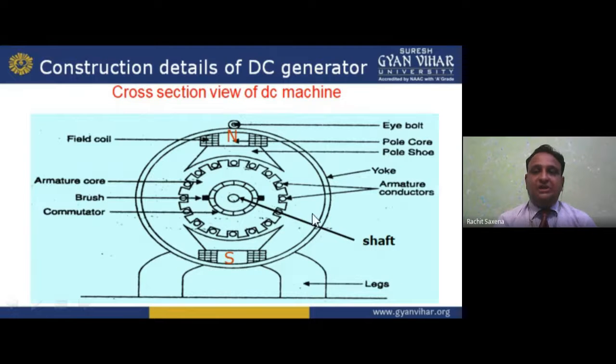So I hope you understand the cross section view of a DC machine. The field plays an important role, and the armature also plays an important role. The armature core, field core, and pole shoe are very important. The yoke is the most important; if we don't have a yoke, we can't support all these things. The shaft is very necessary because we want to rotate. And with the legs we make a foundation. So this is a cross section view of a DC machine.